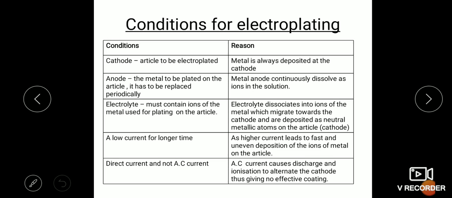Direct current is used, not AC current, as AC current causes discharge and ionization to alternate at the cathode, thus giving no effective coating. We know AC current is an alternating current. After every half cycle, the polarity changes. Therefore, there will be no deposition of the ions on the cathode.